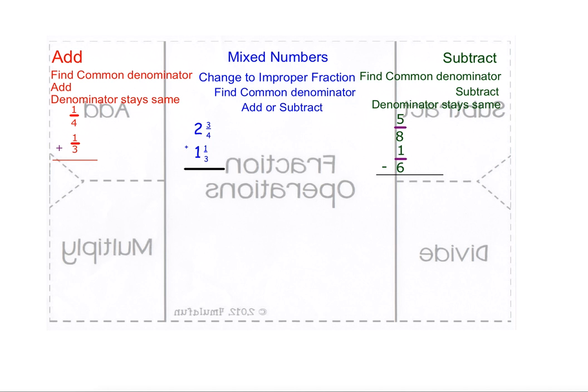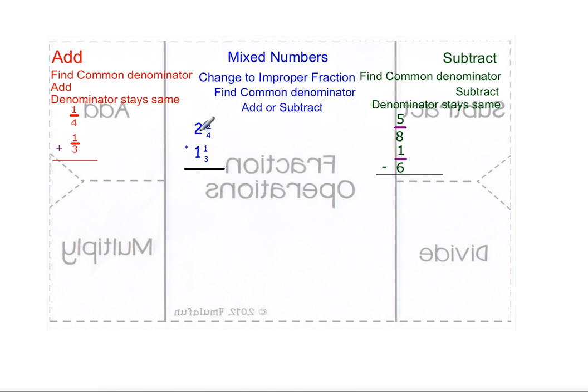So let's get out our flip chart. I want you to write the directions again underneath the middle section under mixed numbers. Change to improper fraction. Find your common denominator. Add or subtract. So I want you to stop the video right now and solve this problem, and then check to see how you did.